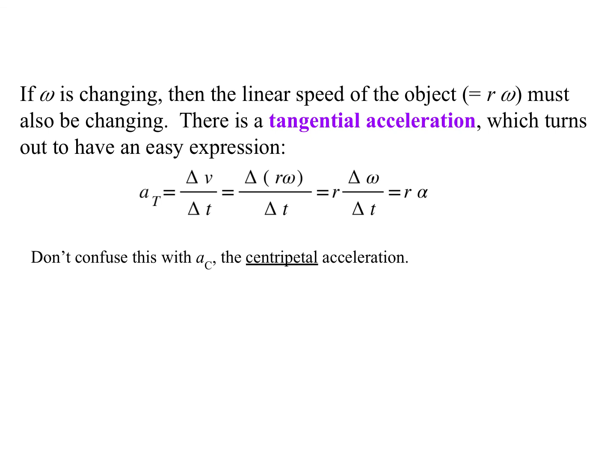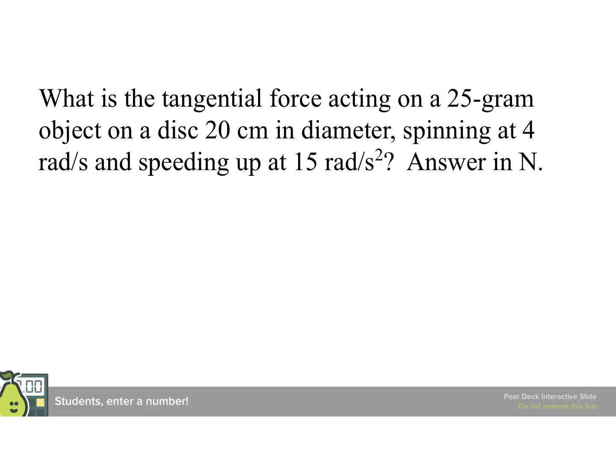If omega is changing, then the linear speed of the object must also be changing. There's a tangential acceleration, which turns out to have an easy expression. The tangential acceleration is r times alpha. Don't confuse this with a sub c, the centripetal acceleration. So what is the tangential force acting on a 25-gram object on a disk 20 centimeters in diameter, spinning at 4 radians per second and speeding up at 15 radians per second squared?